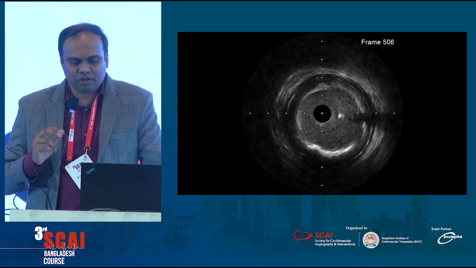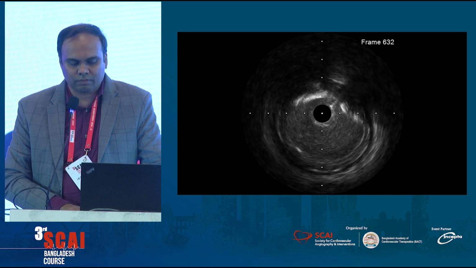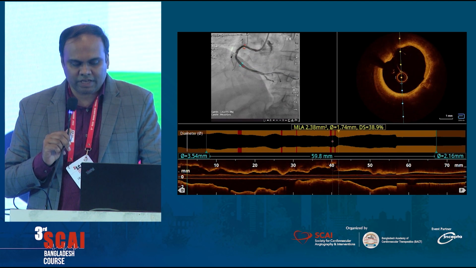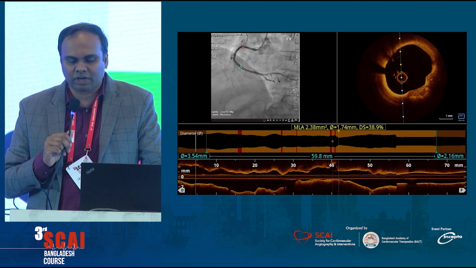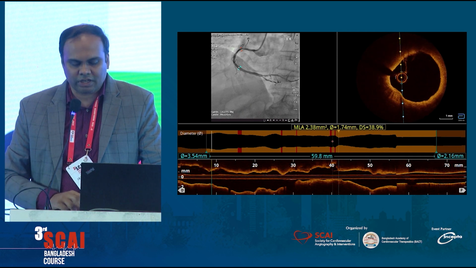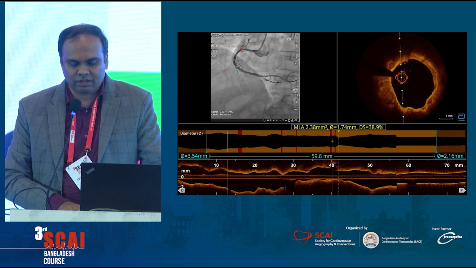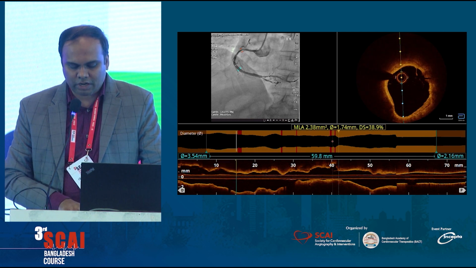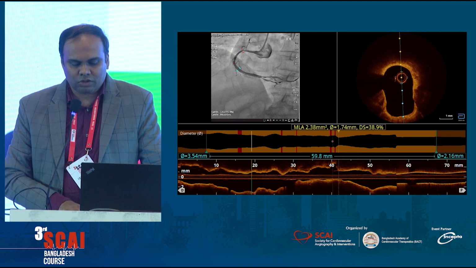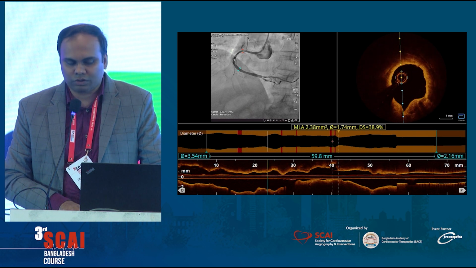This is the algorithm according to the OCT criteria. If there is eccentric calcium, we can go for NC balloon, cutting balloon, or scoring balloons. If there is concentric calcium of more than 270 degrees, or more than 5 millimeter thickness or length, then we can go for rotational atherectomy, orbital atherectomy, or lithotripsy. And in nodular calcium, we can go for rotational atherectomy, orbital atherectomy, or lithotripsy.